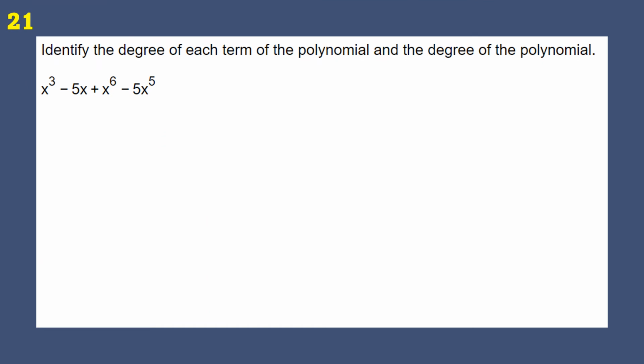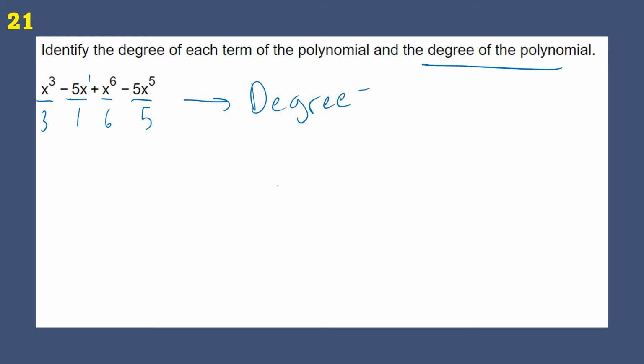Identify the degree of each term of the polynomial and the degree of the polynomial. Okay, so there are 4 terms, 1, 2, 3, 4 terms. Terms are separated by a plus or a minus. So each cluster is like a cluster of granola. Our first term has degree 3. What I'm looking for is the exponent on a variable, and the exponent on each variable tells me the degree of each term. Now, the degree of the polynomial is the biggest one. So we'd say the degree of this one is 6.